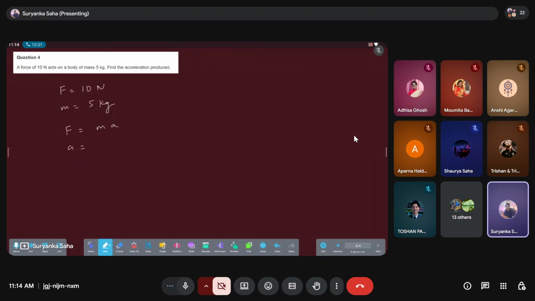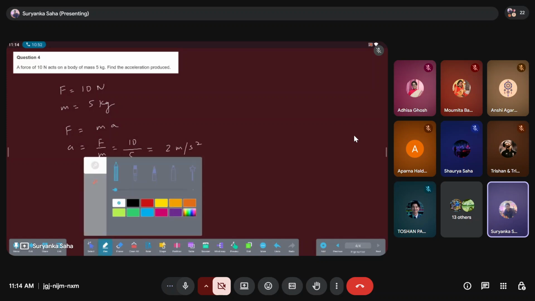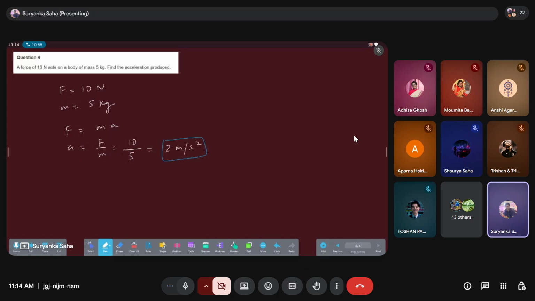Find the acceleration. So acceleration equal to F by m. Force is 10 Newton divided by m. You will check before putting the values. You will check whether everyone is in the same system of units. All the physical quantities are in SI unit here. So acceleration will be 2 meter per second square. That's the answer. This is acceleration. Okay, done. Chalo, next question. Shall I move on to the next question?